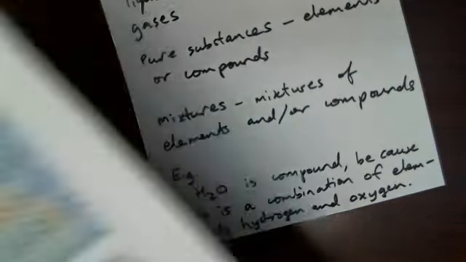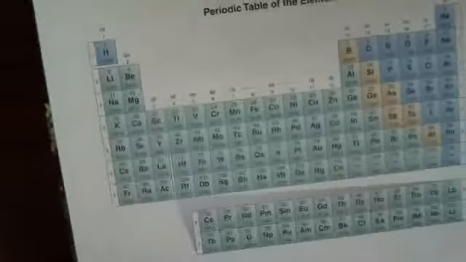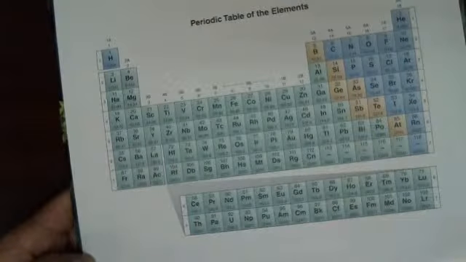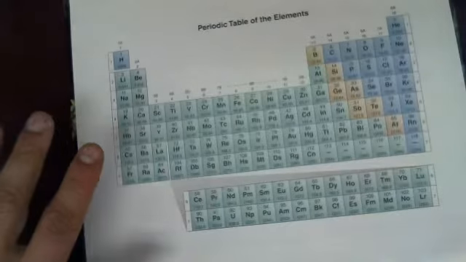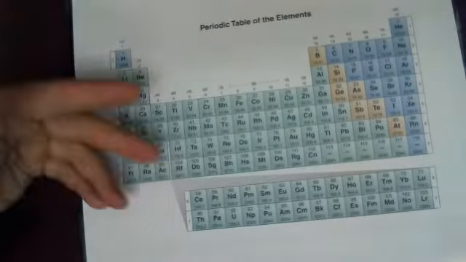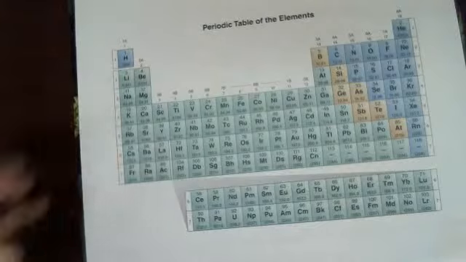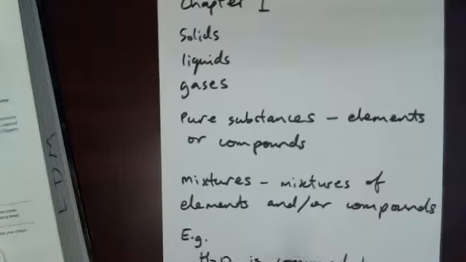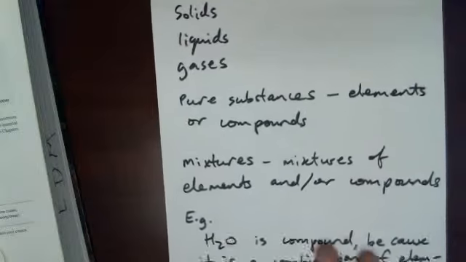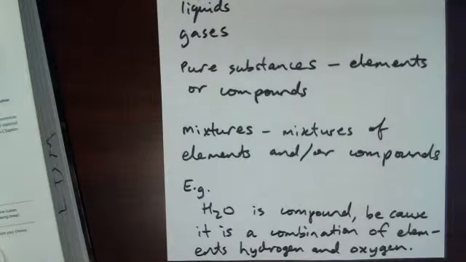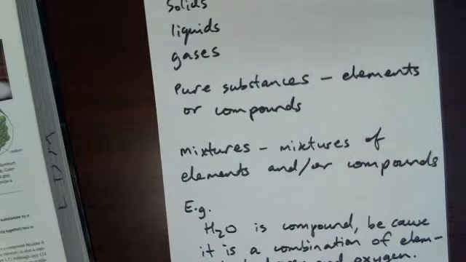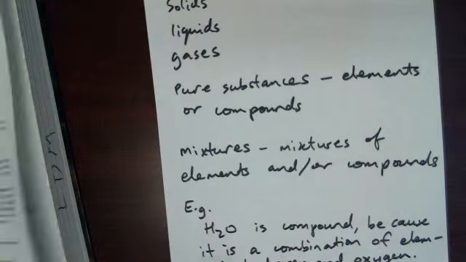If you have a look on the inside front cover of your textbook, you'll have this periodic table, and this lists all the different elements that we have. Now, compounds are made from one or more of these elements being put together. And if you had a pure sample of, say, water, for instance, then it's just a pure substance. Again, I'm not going to go into too much detail with these things, because if you look through the book, it's pretty easy.